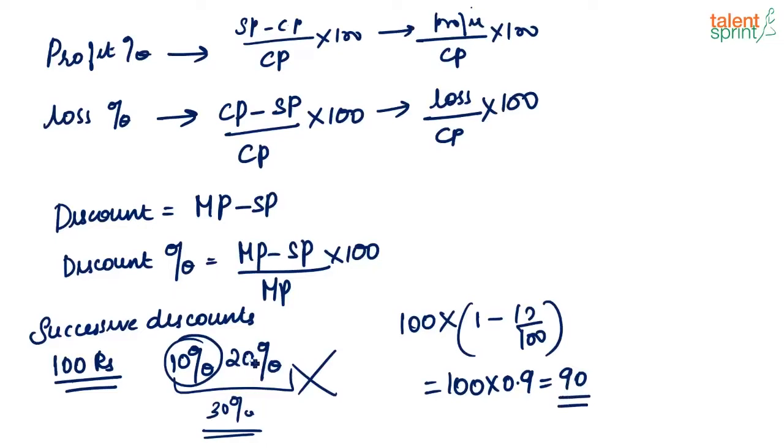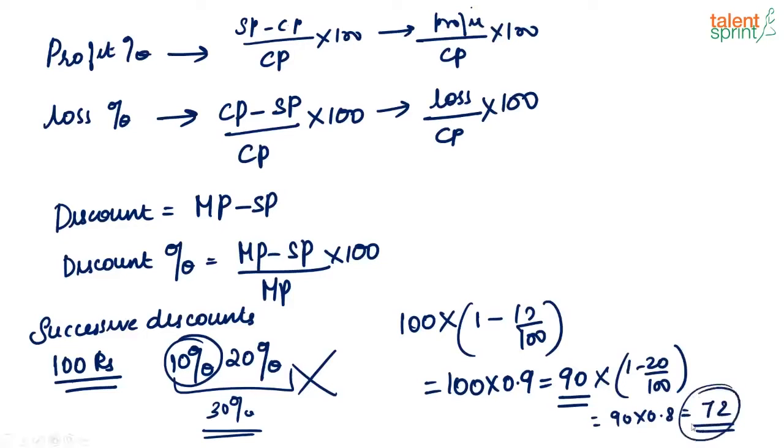See, don't think that this 20% discount is again given on this 100 rupees. No. This 20% discount is given on this 90 rupees, right? First I give a 10% discount on the article, I get a price. In that price I am further giving a 20% discount, correct? So 1 minus 20 by 100, that is 90 into 0.8, correct? So 90 into 0.8, that is equal to 72. So this is going to be the final price of the article after two successive discounts.